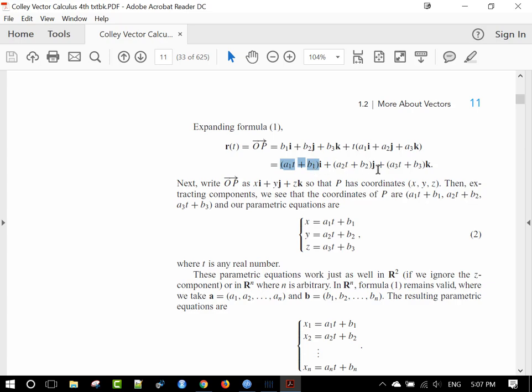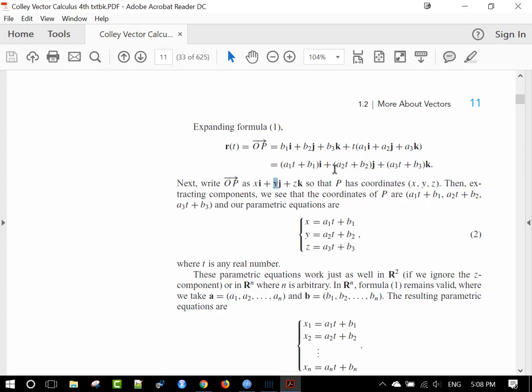And remember, we said that P, or OP, had just the X without any subscript, the Y without any subscript, and that's this part here. So what we're saying is this, which is here, is equal to this. And then we can just say, well, the I coefficient on the left has to equal the I coefficient on the right, and the J coefficient on the left, which is Y, has to equal the J coefficient on the right. So we get these three equations.